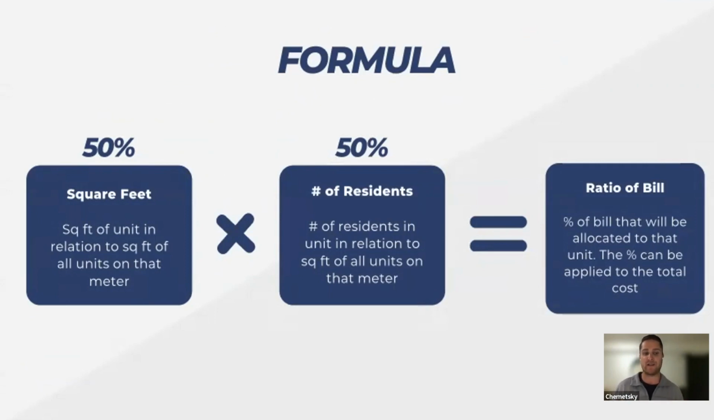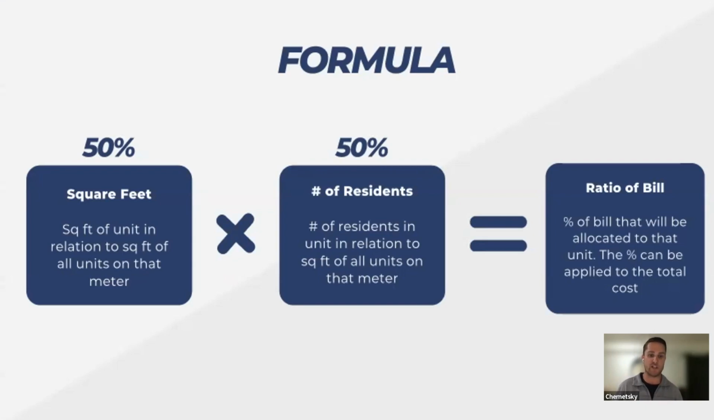What is normally industry standard, though, is to do 50% allocation to your square feet and 50% allocation to your number of occupants. So what that formula would look like is 50% times the number of occupants in the unit divided by the number of occupants on that meter. And then you multiply that formula by 50% times the number of residents in that unit divided by the number of residents allocated to that meter.